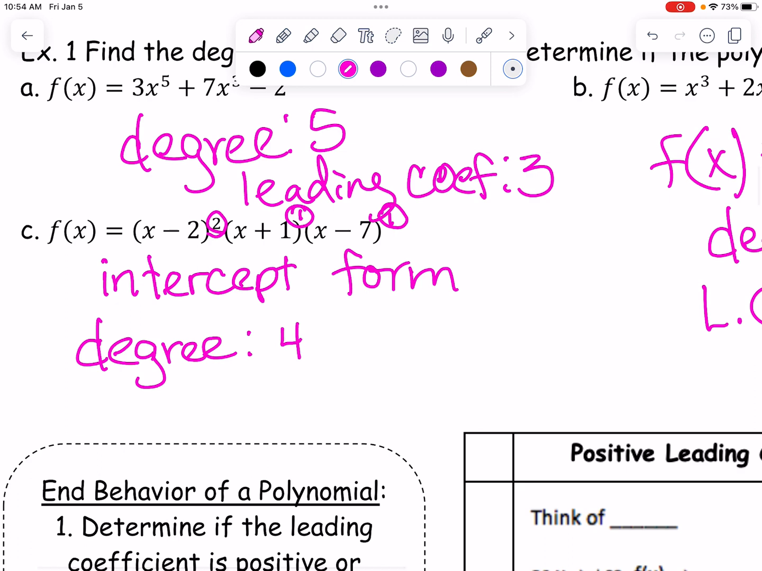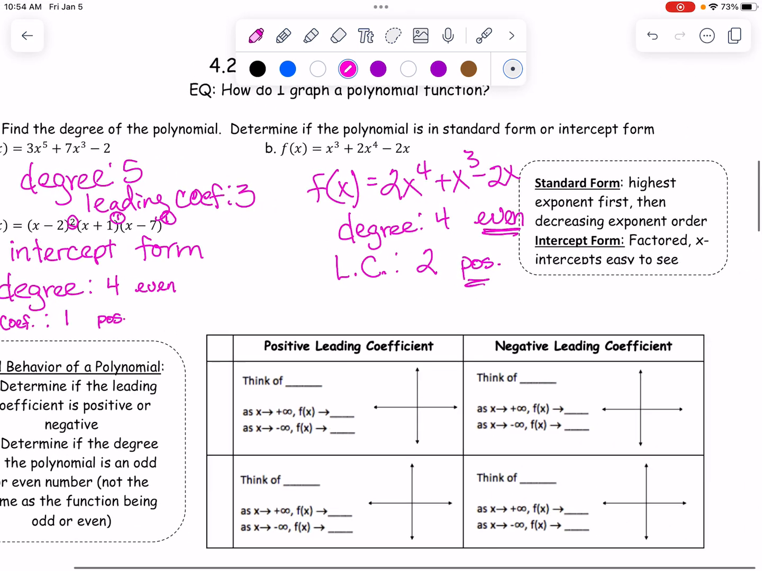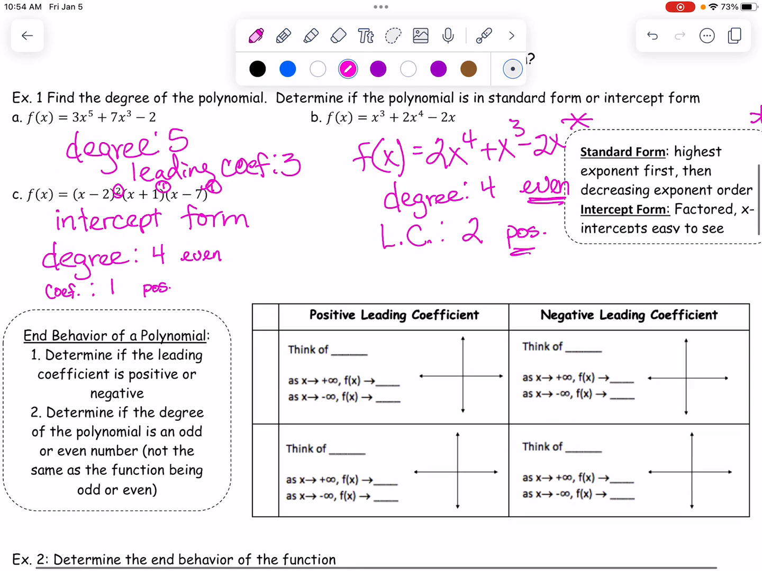And the leading coefficient is going to be 1, which is positive, and the degree is going to be even. So these are your explanations for standard form and intercept form.